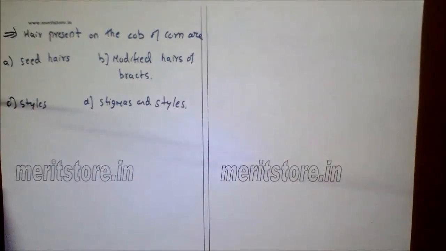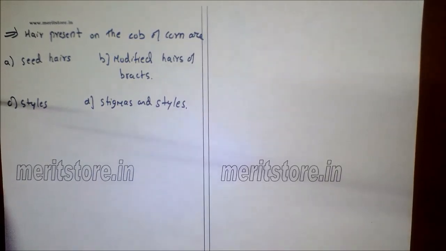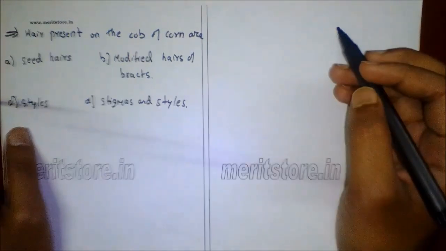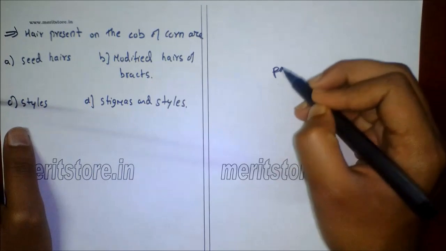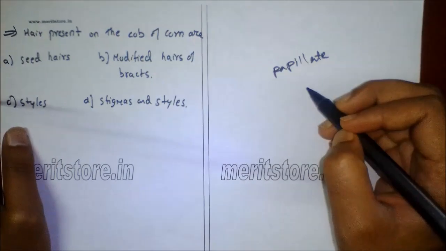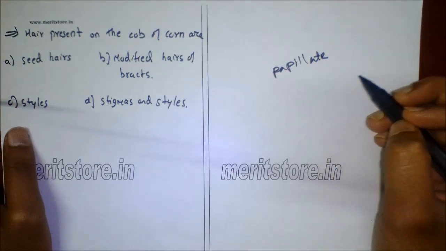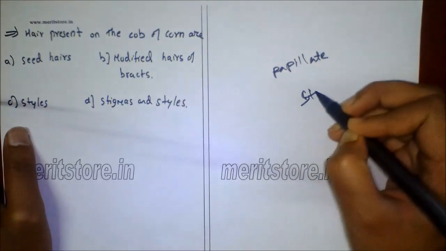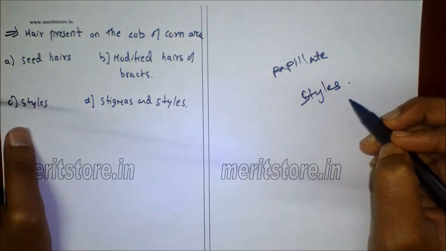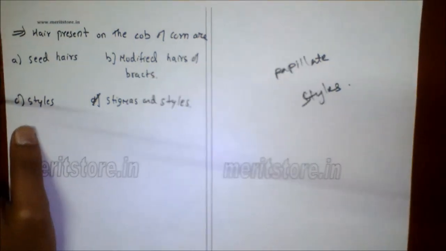Hair present on the cob of corn are A. seed hair, B. modified hair of bract, C. styles, D. stigma and styles. So the stigma feathers or papillate silken threads of maize are very long stigmas, but some authors regard them as long styles bearing equally long stigmas in the apical region. So option D is the correct answer.